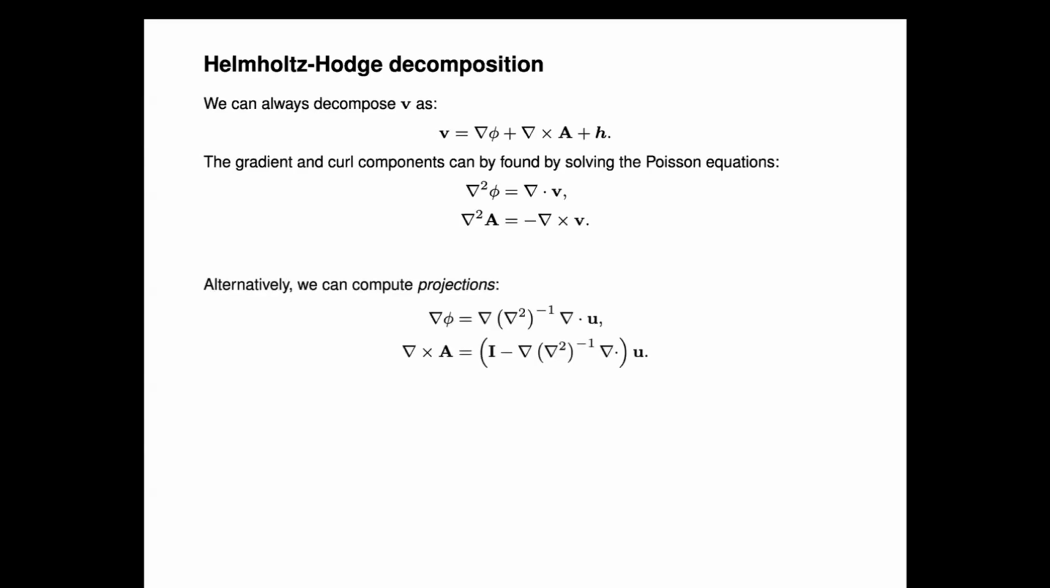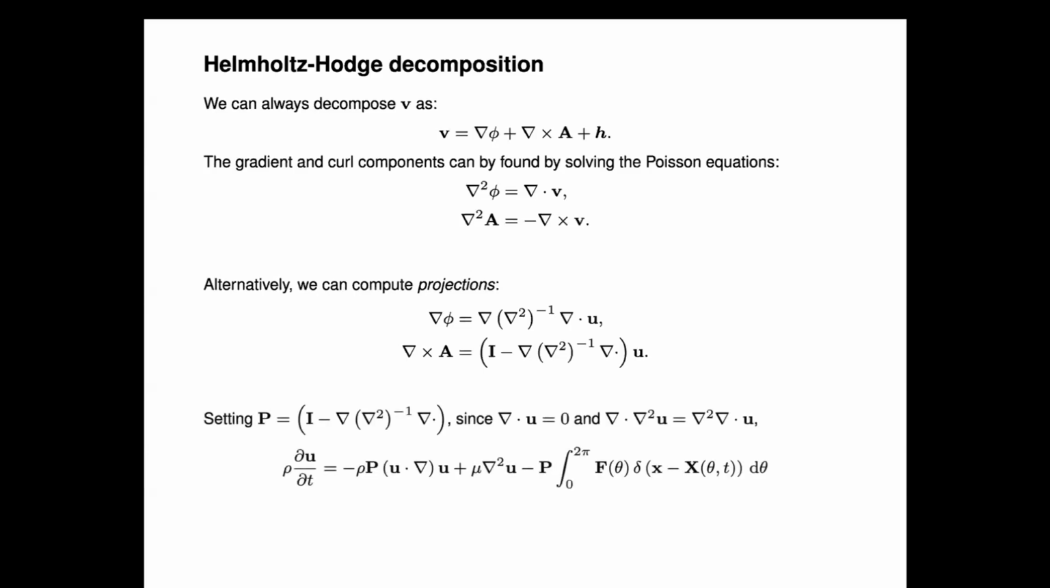You can recover the scalar potential and the vector potential by solving a couple of Poisson problems, or you can use projections, right? And so this is really where projection methods come from. So if you want to get an incompressible velocity field, you can hit your vector field with this projection operator that's going to throw away the gradient part, or maybe you want to keep the gradient part and throw away the rest. So we could define the projection operator as I minus this thing. So it's the gradient of the inverse Laplacian of the divergence.